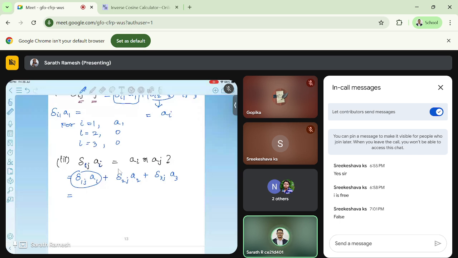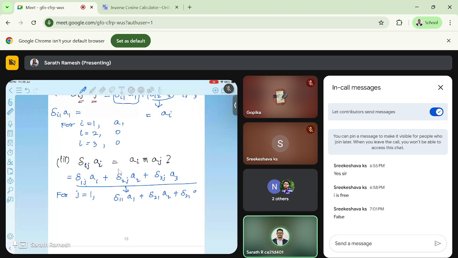So for j equal to 1, this entire expression will become delta 11 a1 plus delta 21 a2 plus delta 31 a3, right? These two are 0 because of Kronecker delta. This will become a1. Okay, for j equal to 1 it becomes a1.